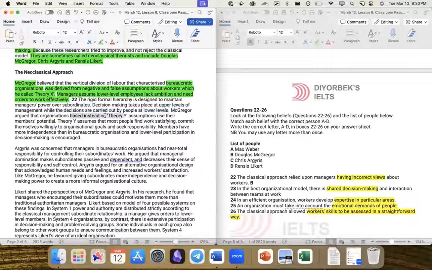McGregor argued that organizations based on theory Y assumptions use their members' potential. Theory Y assumes that most people find work satisfying, commit themselves to organizational goals, and seek responsibility. Members have more independence than in bureaucratic organizations and lower level participation is encouraged.